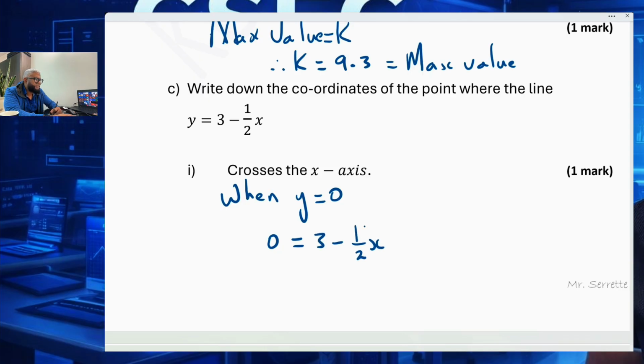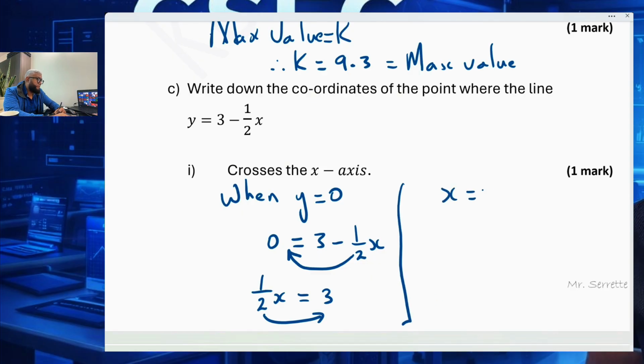Let me carry the half x on the side now, so it becomes positive. A half x plus 0 is just a half x is equal to 3. What do we do with the 1 half when we carry it here? We are going to divide. So x will be equal to 3 divided by 1 half, which will give me what? 6. So the coordinates would be 6, comma 0. Because look, y is 0, x is 6.